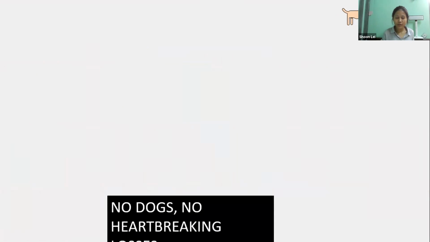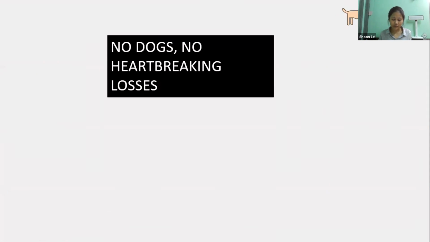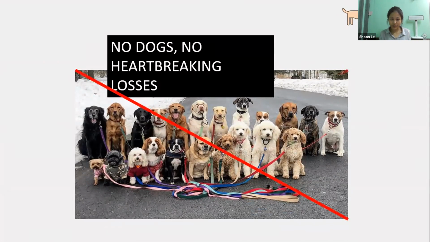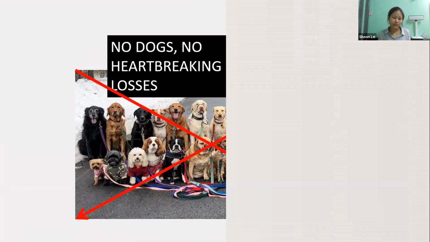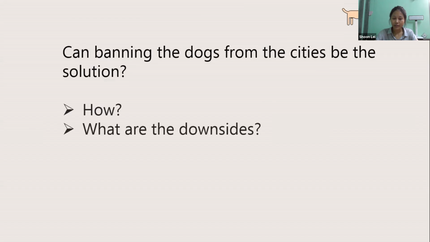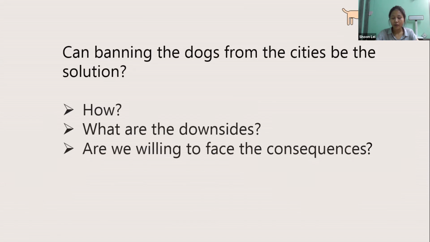Therefore, without dogs, there would not have been such heartbreaking losses. So we must ban the dogs from human populated areas, for example, the cities. However, do you think banning the dogs from the cities will actually solve the problems? There are 3 questions we have to ask ourselves. How will we start banning the dogs? What could the downsides of banning the dogs from the cities be? And are we capable of facing the consequences?